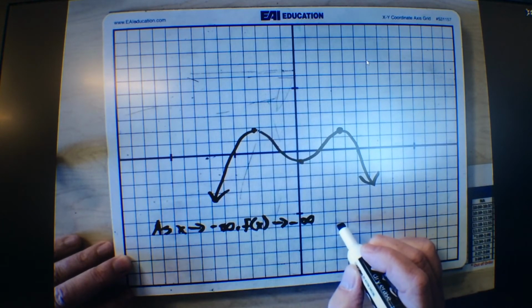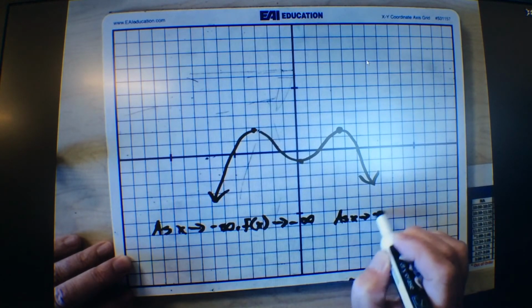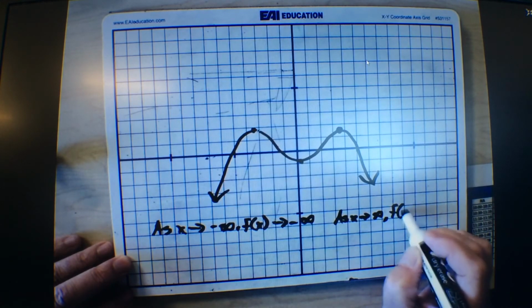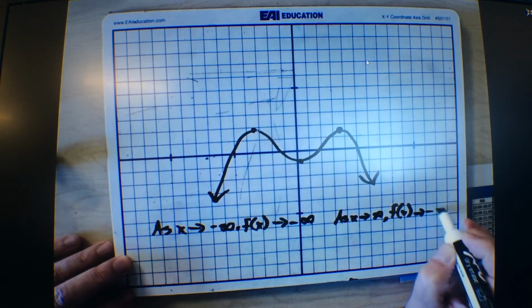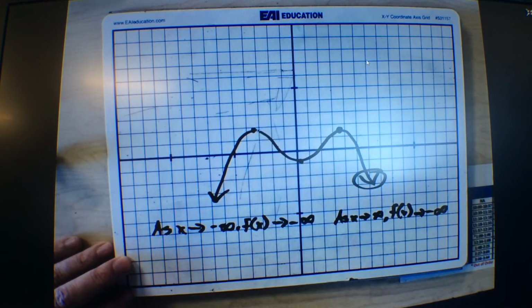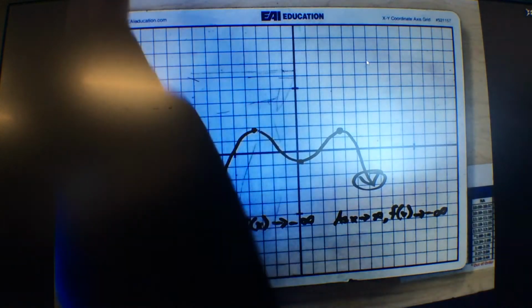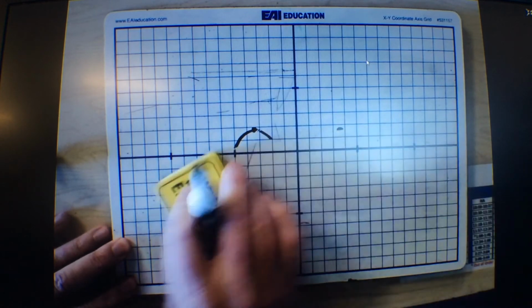Now, Bo, what's the next one? As x approaches infinity, f of x approaches infinity. F of x approaches what? Infinity. Negative infinity, isn't it? Oh, yeah, that's right. Okay, all right. Does that make sense to you too? Yes. Okay, all right.